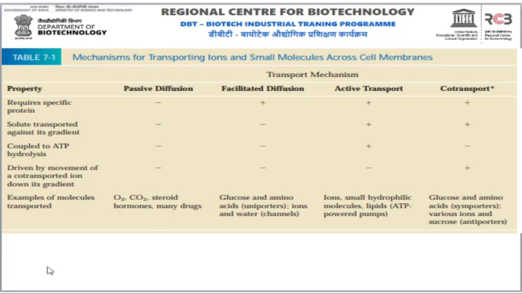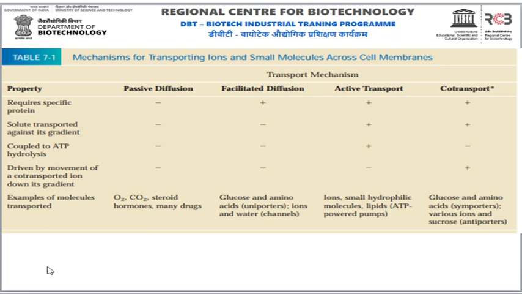Next, only co-transport alone is driven by the movement of a co-transported ion down its concentration gradient. Oxygen, carbon dioxide, steroid hormones, and many drugs move into the cell by passive diffusion, whereas glucose, amino acids, ions, and water are transported inside the cell by facilitated diffusion. Ions, small hydrophilic molecules, and lipids can enter into the cell by active transport. Glucose, amino acids, various ions, and sucrose enter into the cell by the co-transport mechanism.